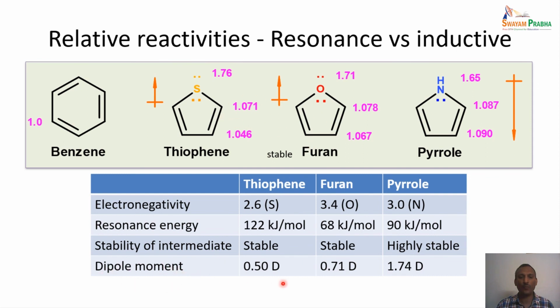And if you look at the dipole moment, pyrrole is having the highest dipole, but in the opposite direction. So in other words, this also helps us understand why these carbons are more reactive in the case of pyrrole, whereas in the case of thiophene they are less reactive. So we have to invoke various factors to explain the product formation in a particular reaction.